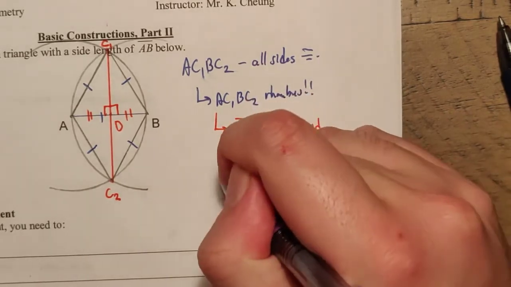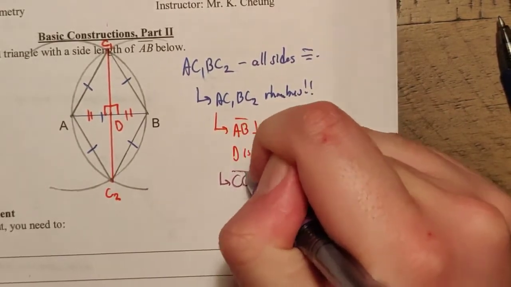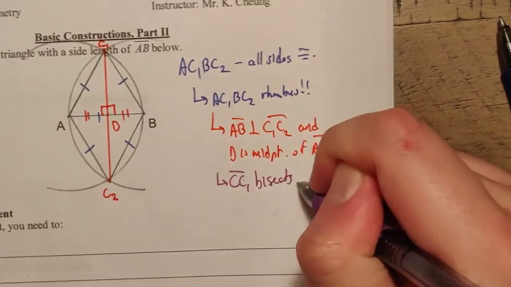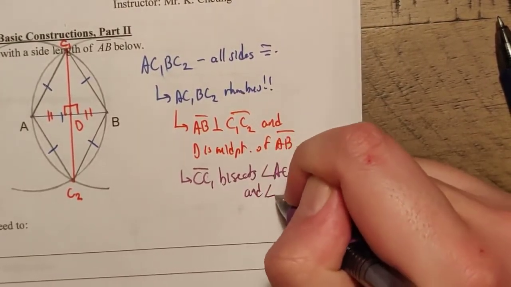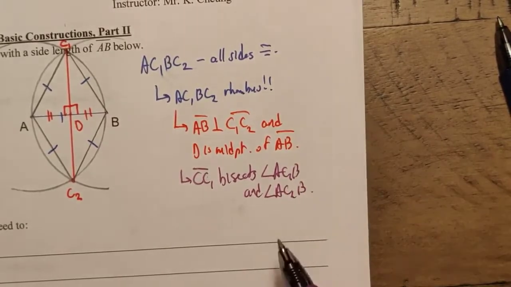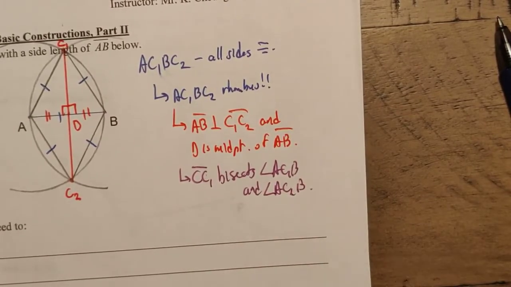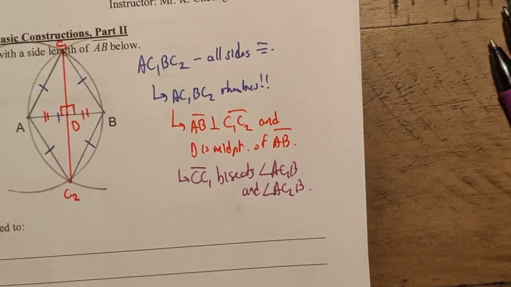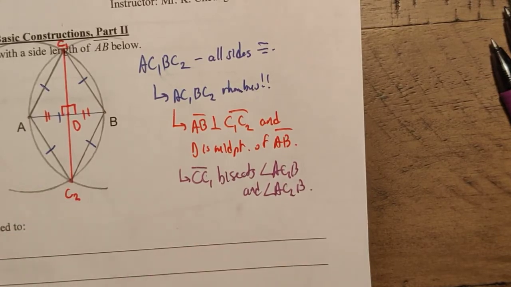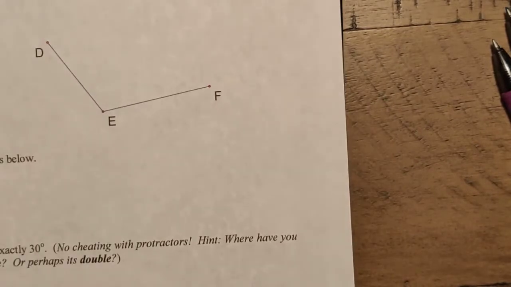Another thing that we have here is that the diagonal CC1 bisects angle AC1B and AC2B, right? Now, this is the most exciting part here for us because, hey, wait a minute. By doing this, something we know how to do already, by constructing a rhombus, and in doing this, we've actually created ourselves an angle bisector. So this red line is an angle bisector here. So if we can somehow get this picture to show up in here, we're in good shape.